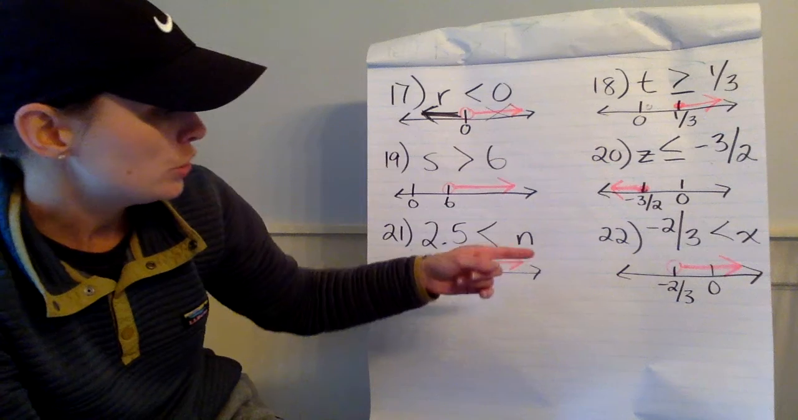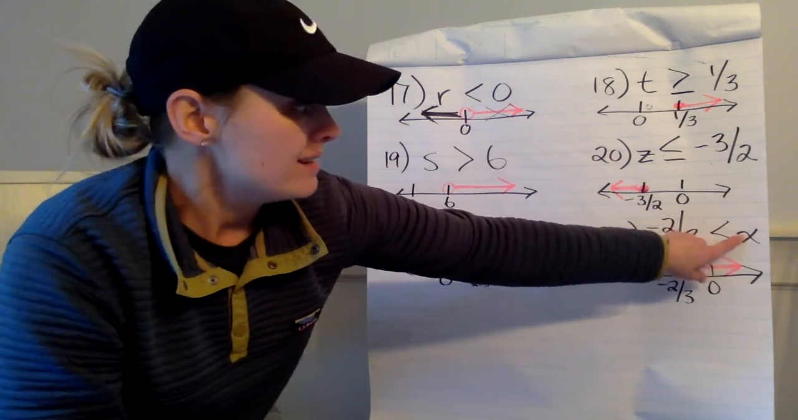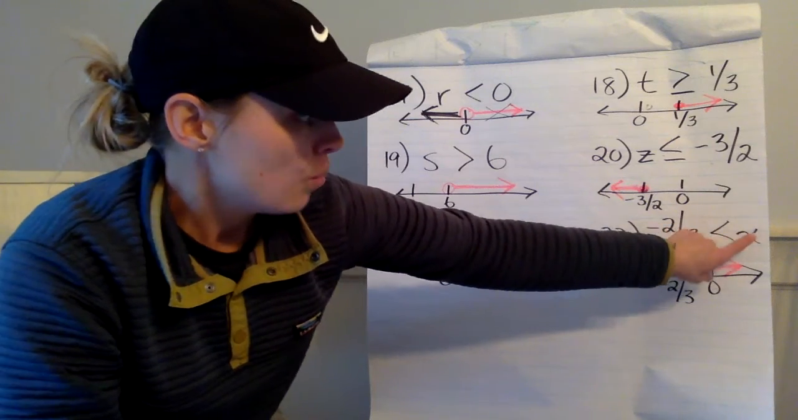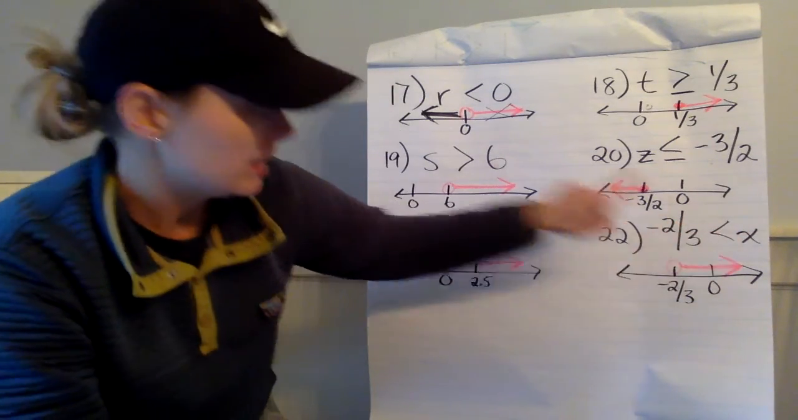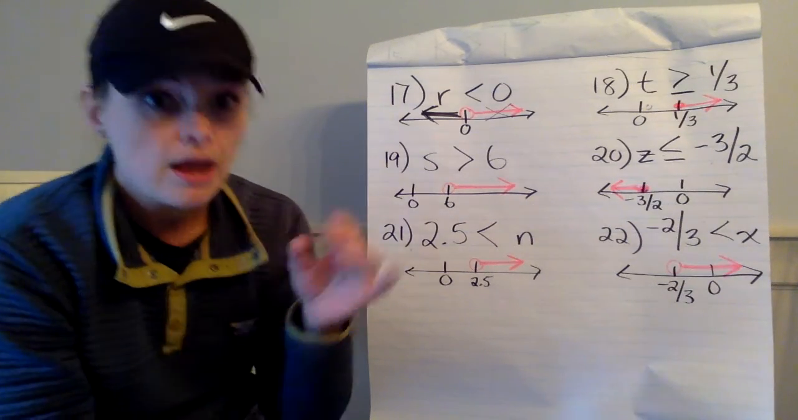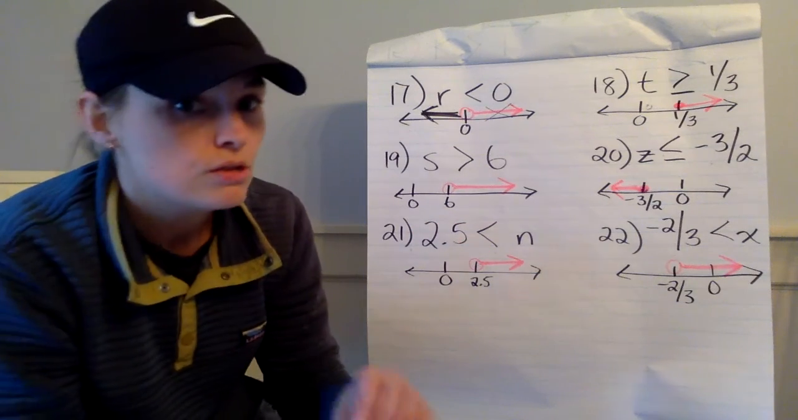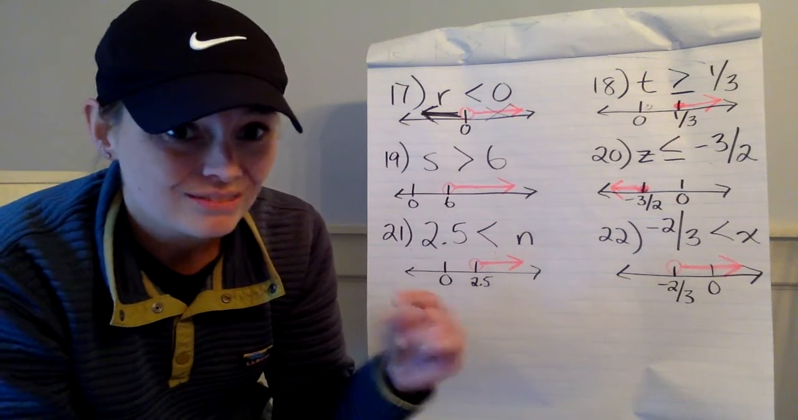And then in number 22, -2/3 is being compared to x. -2/3 is less than x, or x is greater than -2/3. So again, an open dot at -2/3, and your arrow going off to the right. Okay. If I went too fast, you can always rewind and watch this video again or pause it.